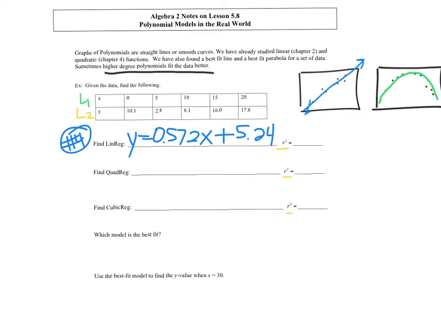And then write down r squared. I know that's different. We usually write down what r is, but quadratic is not going to have r, and cubic won't have r either. So we have to write down r squared for all of these. My r squared is 0.554.